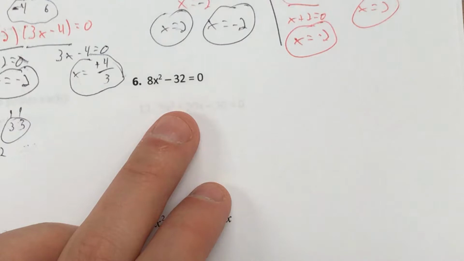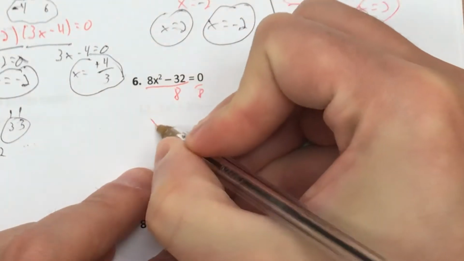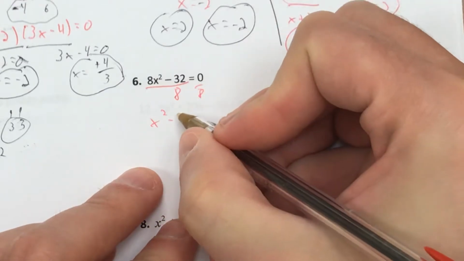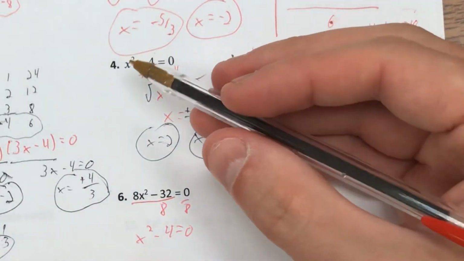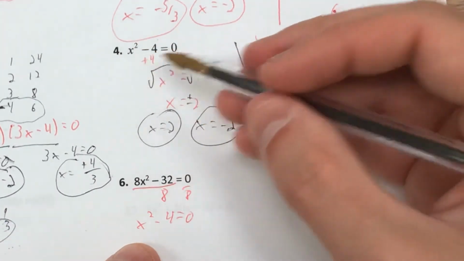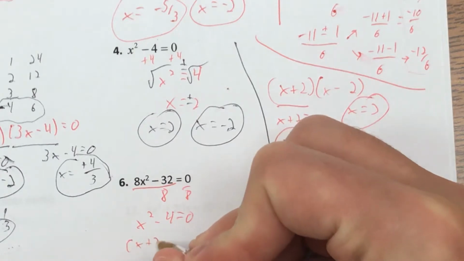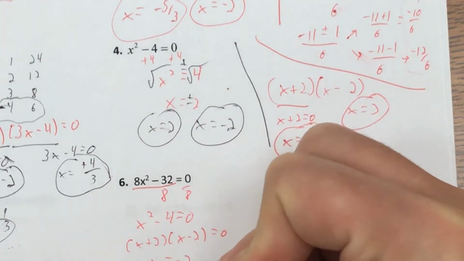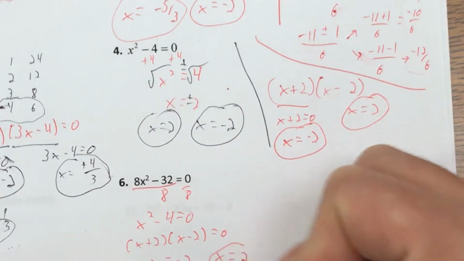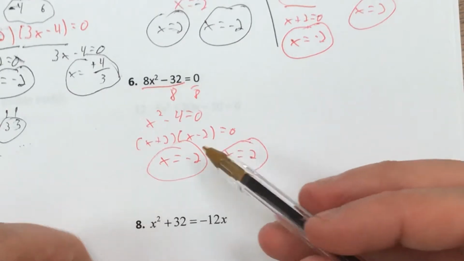8x squared minus 32. Once again, you can divide both sides by 8. You get x squared minus 4 equals 0, which is the exact same problem we just did up here. So for the exact same reasons, you are going to get x equals negative 2 and x equals 2. So even problems that look different can still sometimes be the same.